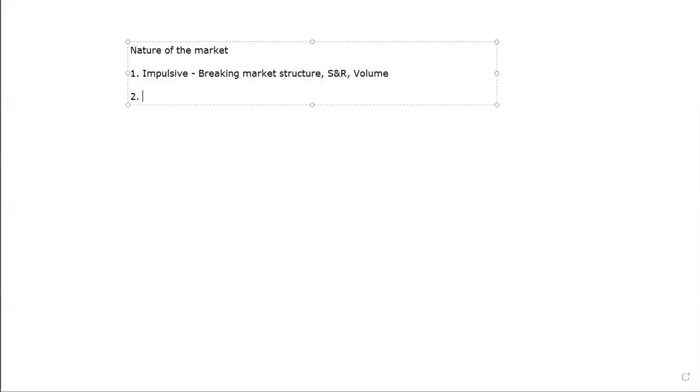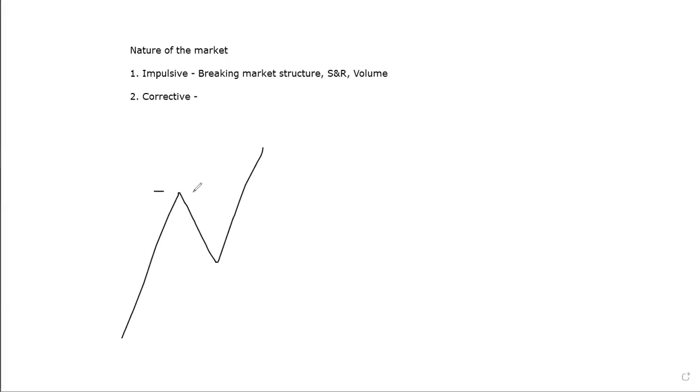Number two that we look at in terms of the nature of the market is corrective. A market that is corrective is operating within a higher time frame impulse leg. What do I mean by a higher time frame impulse leg? In a bullish market, let me just draw this a little bit. This here to here will be a corrective leg, and from here to here would be an impulsive leg.